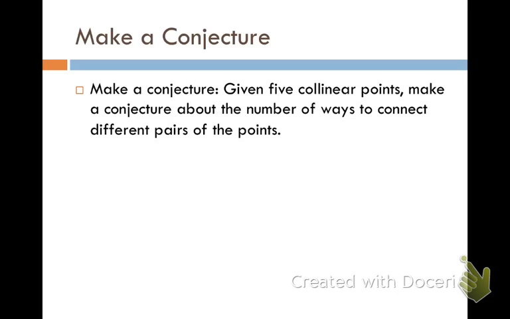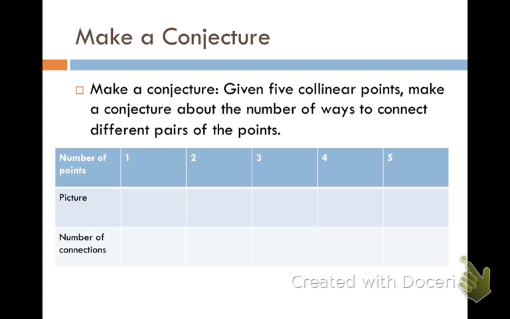Making a conjecture actually is taking a pattern and then coming up with some type of a rule or a formula for what's going to happen at any point in the future if the pattern continues. So here's an example. Given 5 collinear points, we're going to make a conjecture about the number of ways of connecting pairs of points. So let's look at the pattern here.